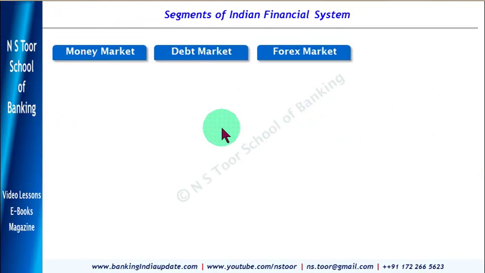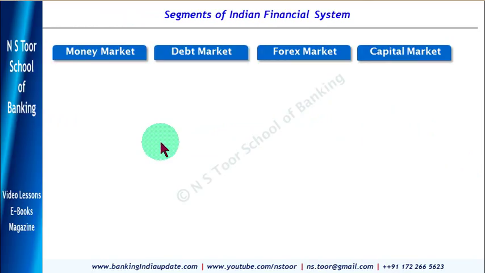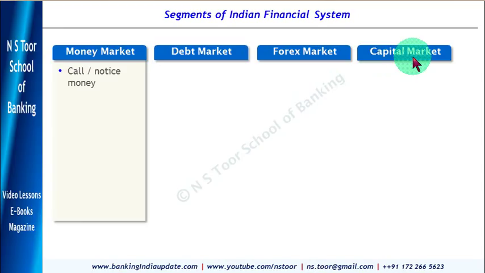Now, different segments of the Indian financial system. The Indian financial system has four important segments. The first one is the money market, second one is the debt market, third one is the forex market, and fourth one is the capital market. What functions are discharged by these? So let us first see what the role of the money market is.